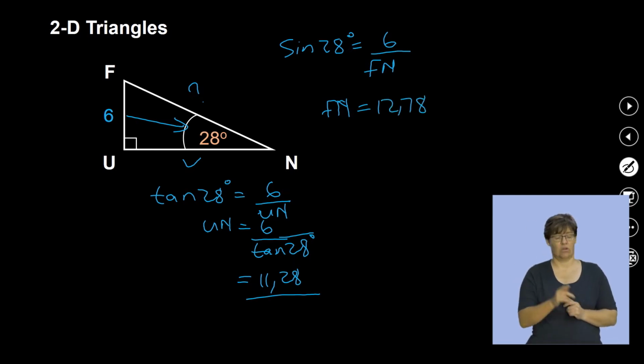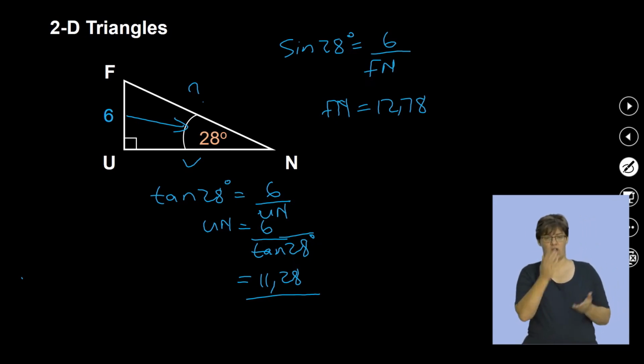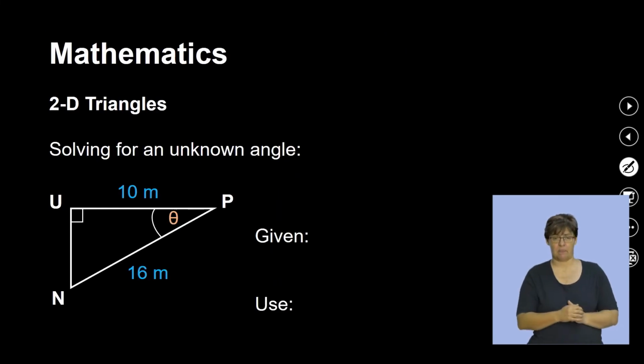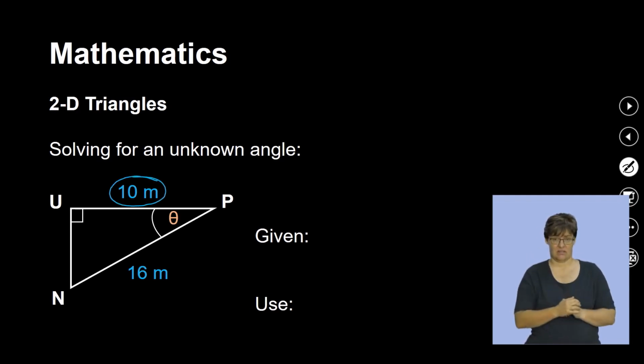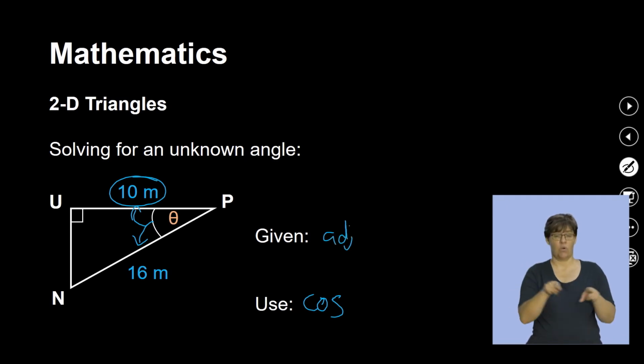So FN will then be 12.78. You can see that this is just us looking at different perspectives of how to use your ratios. You always need to look at what you are given, and then which ratio you can use from what you are given. If we are trying to solve for an unknown angle, remember you always look at the sides in relation to the angle. This is adjacent and this is hypotenuse, so I'm going to use cos, because I'm given the adjacent and also the hypotenuse side.